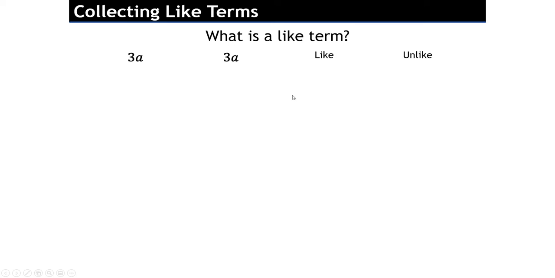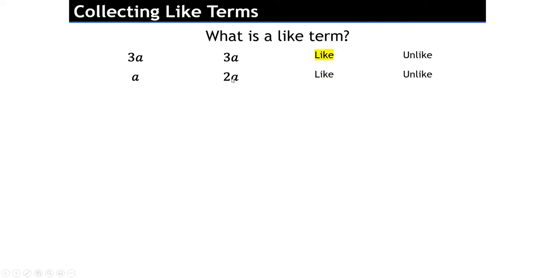So 3a and 3a, these are going to be like terms, but hopefully you've seen why, and the reason for it is, first of all, they're exactly the same, but the important part to notice is even though the integers are the same, what's important is the a. The a over here is what's important because it's exactly the same. It's lowercase, it's to the power of 1, there's no extra things added onto it. So because of that, these are like terms.